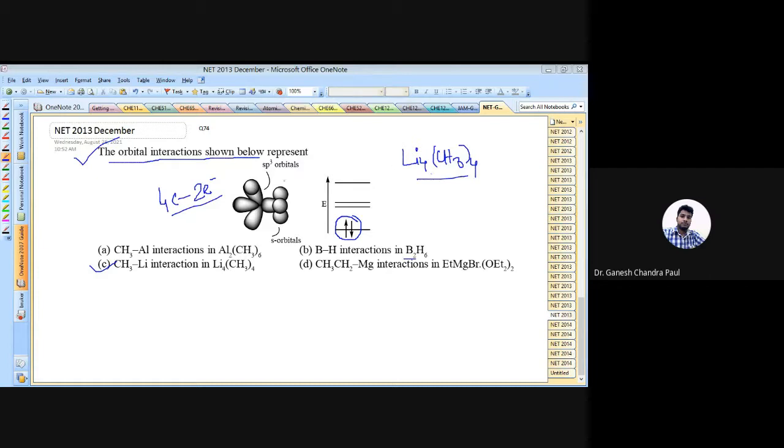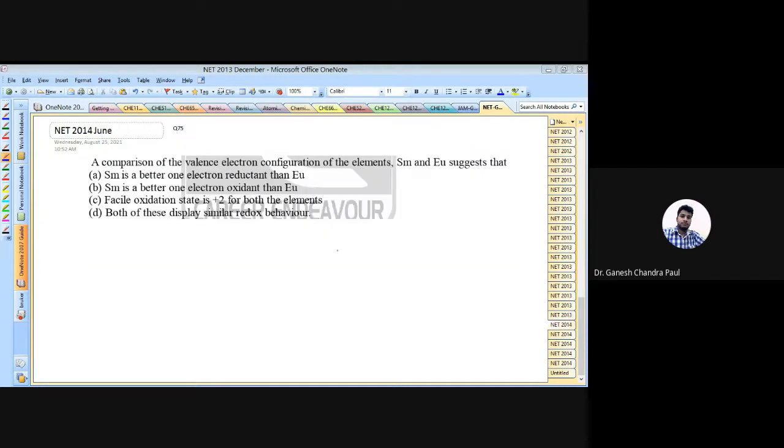Now here the sp3 orbital is present in the methyl CH3 group, the carbon orbital. The sp3 hybrid orbital is of carbon, while the 3s orbitals are the three surroundings of the lithium atom. All these orbitals relate to the methyl group, and this s orbital relates to the orbital of lithium. So that's why option C is the correct answer. Okay, next question.